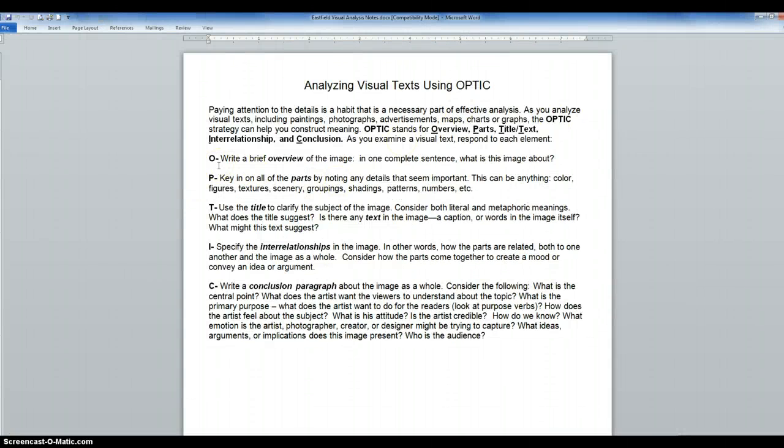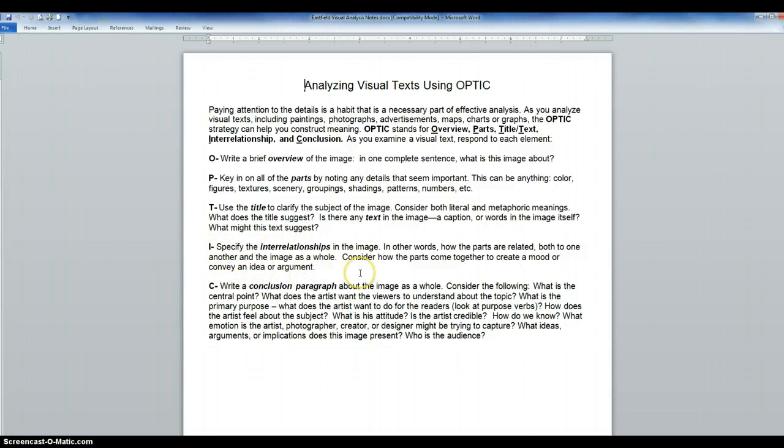Optic helps to break the visual down into parts. So the O is just a brief overview of the image. What is the image about? P stands for the parts, and this could be the color or the textures. These are really the elements of design, and there's more notes on that at the end of this page. T is title. If there's a title, it's helpful to look at the title. It might be symbolic and give you some more insight into the work.